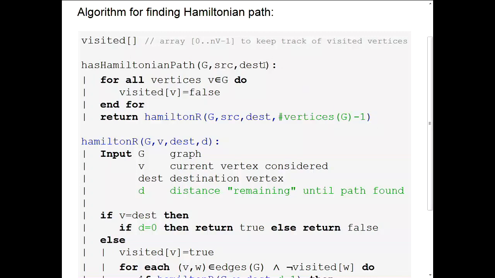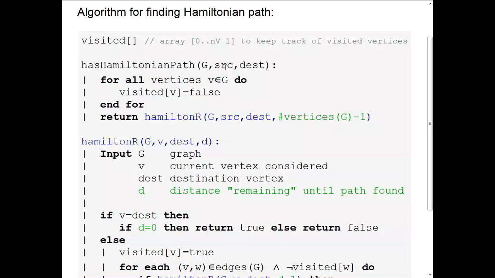Here we say that we want to have a particular Hamiltonian path from source to destination. And you can do that with this source and destination or without, if you're interested only in finding a Hamiltonian path. But if you want to have a circuit, then of course it doesn't really matter where you start and where you finish. Well, start and finish would be the same in a circuit.